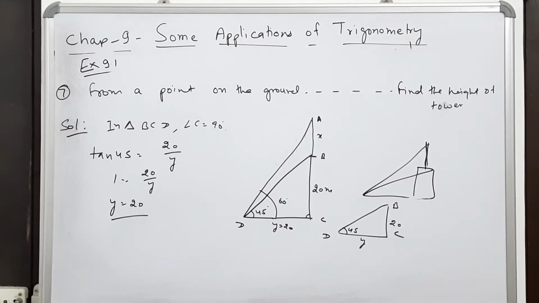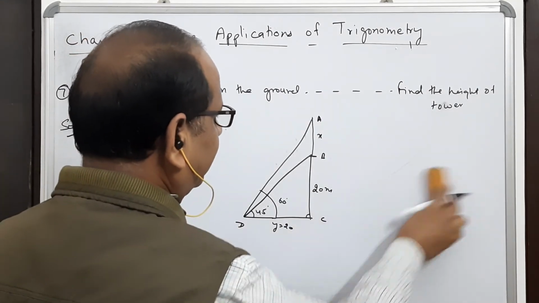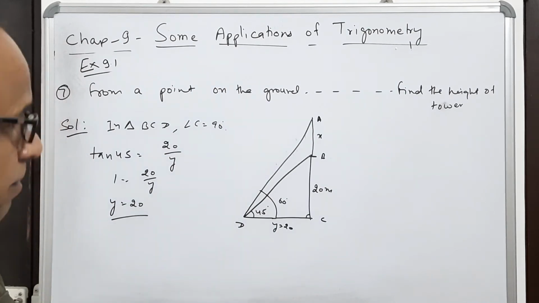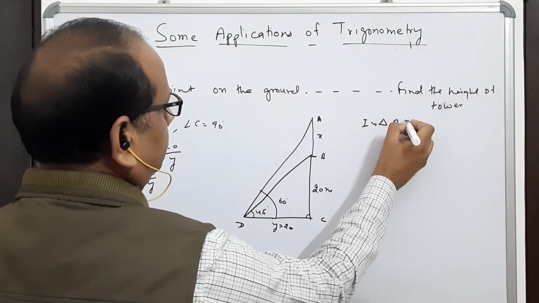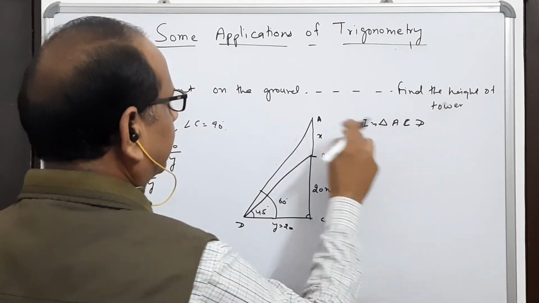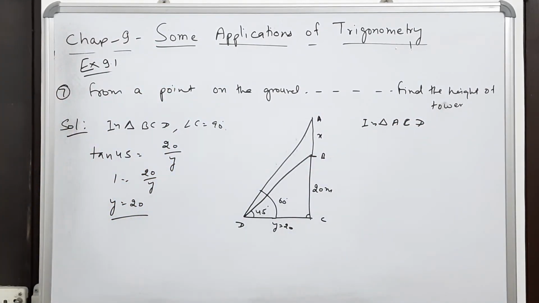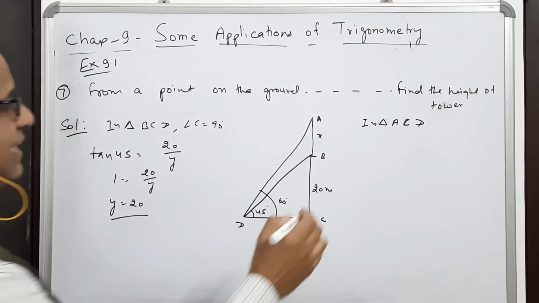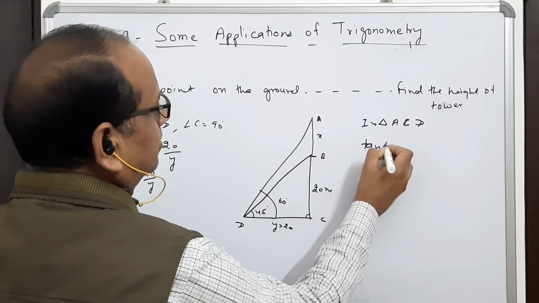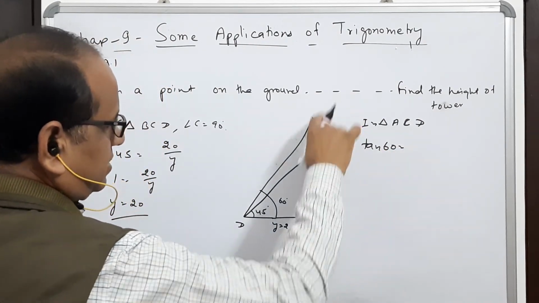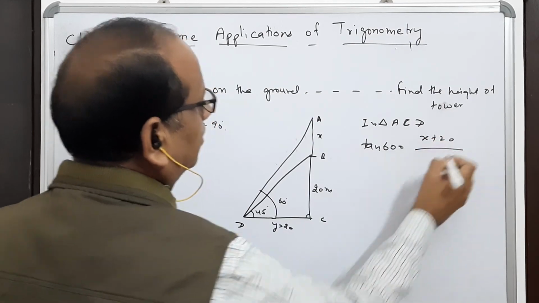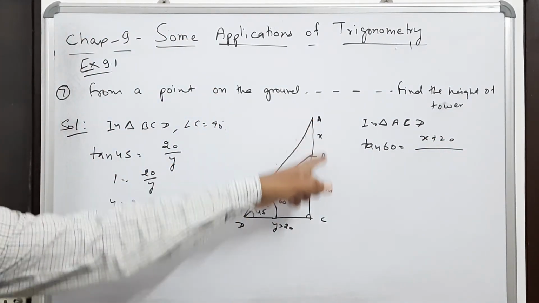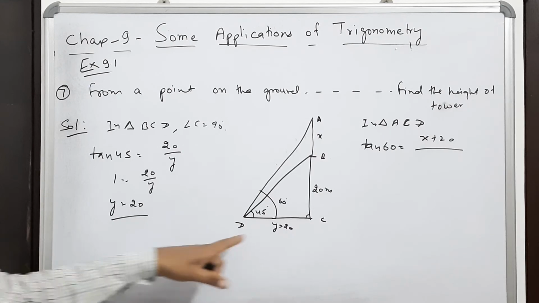Now I will be using the second triangle, triangle A, C and D. Earlier I used B, C, D. Now in A, C, D, what is tan 60? Very important. Tan 60 will be the full x plus 20, this full x plus 20 upon y.